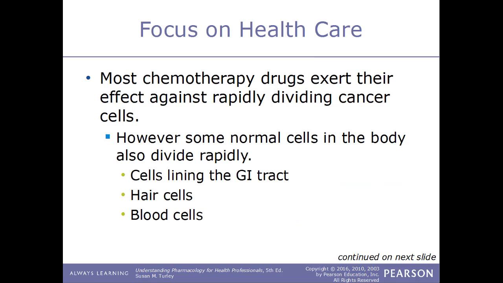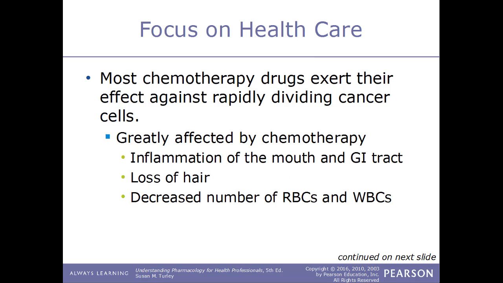Most chemotherapy drugs exert their effect against rapidly dividing cancer cells. However, there are some normal cells in our body that also divide rapidly, including the cell lining of the gastrointestinal tract, hair cells, and blood cells. So those cells are greatly affected by chemotherapy drugs. This can lead to inflammation of the mouth and the GI tract, the loss of hair, and a decreased number of white blood cells and red blood cells.